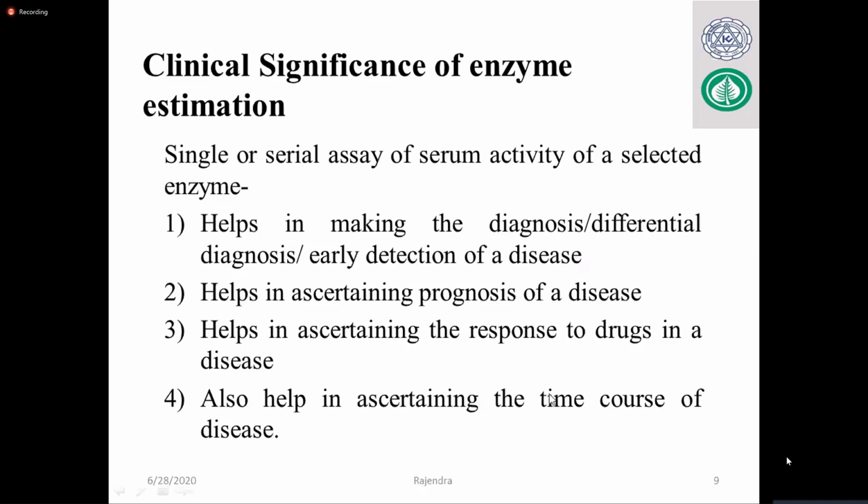Suppose you have seen that once positive, they are kept in isolation, and after a few days, they again test for the same. And if they are still positive, they are still kept in isolation. And again, they do the same test. And if it is negative, that means we see that the prognosis is very good and the patient can be discharged. Help in the assessing of response to drug in the disease.